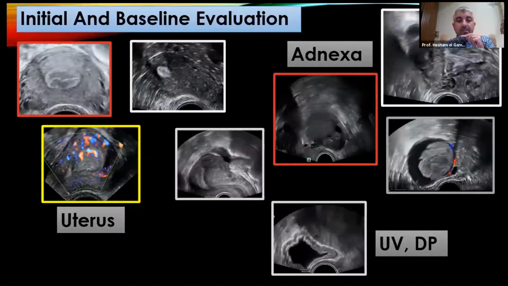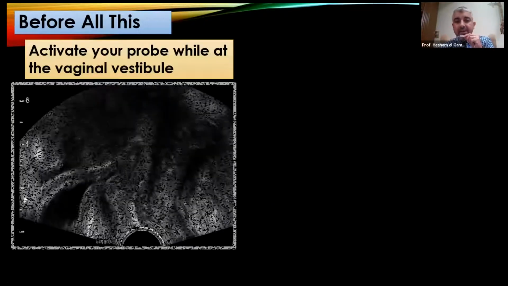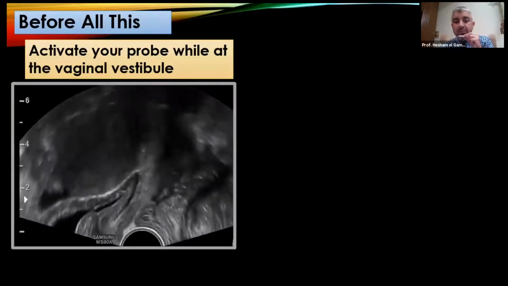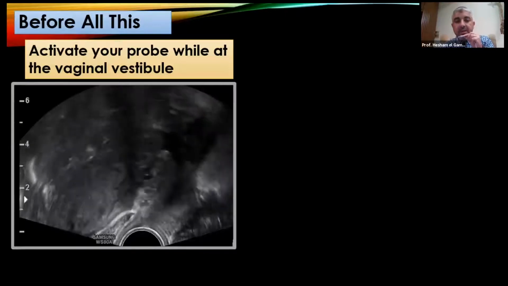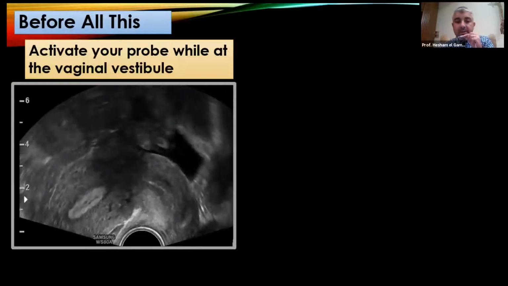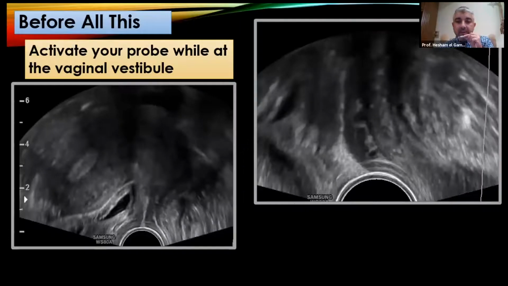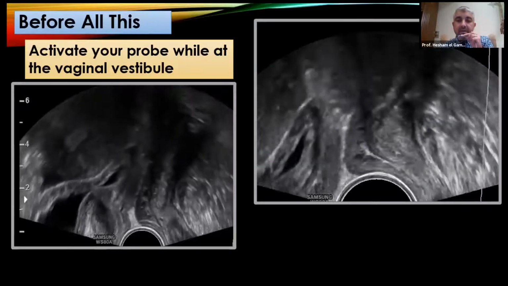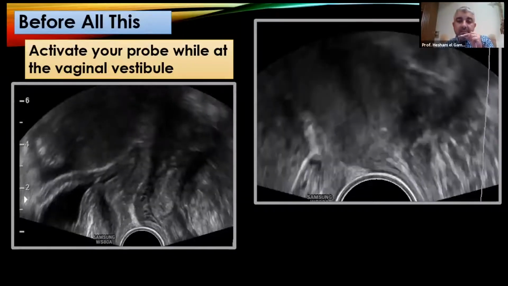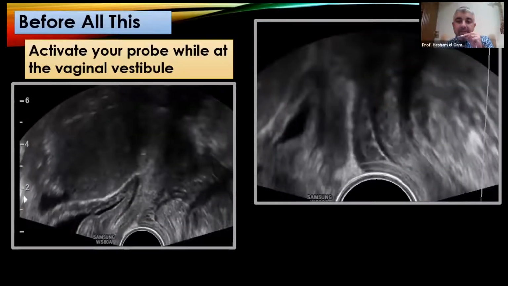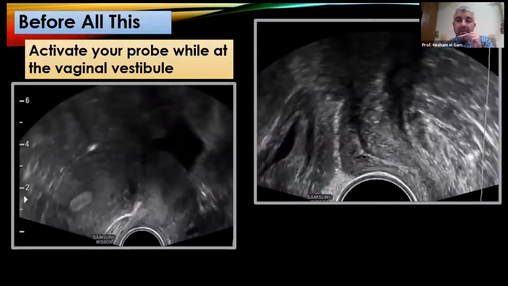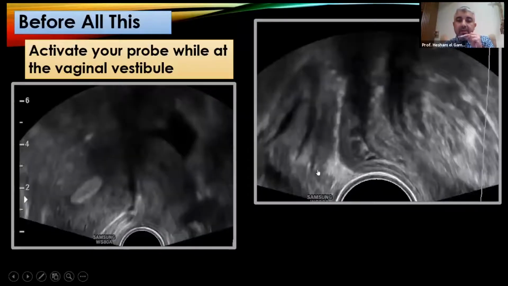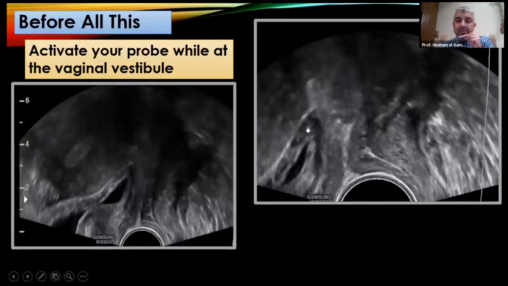But I want to give an advice and a tip before starting all this. Start to activate your vaginal probe while performing a transvaginal scan at the vestibule of the vagina of the patient. And start to look at the different details that you can see while introducing your probe inside the vagina. You could see that the anterior and posterior walls are opening. You could see the rectovaginal septum very nicely. You could see the rectum. You could see the bladder and the uterovesical pouch.